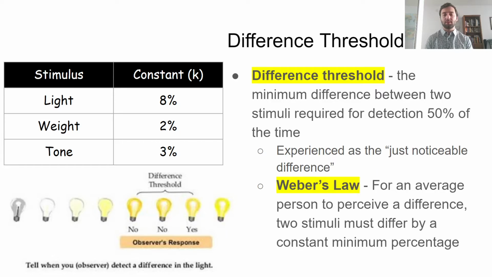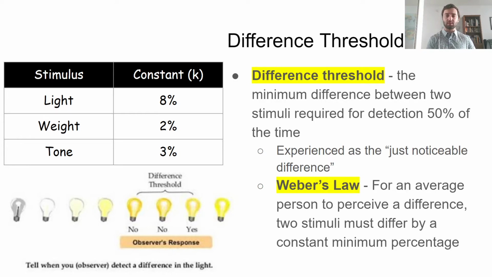Okay, so the minimum difference between two stimuli required to detect 50% of the time, again half the time. What we experience it as, or how we would maybe word it in a little bit nicer way, is what is called just noticeable difference. So let's say, for example, we have a light, and we're very, very slowly turning that light up. We're slowly making it brighter.